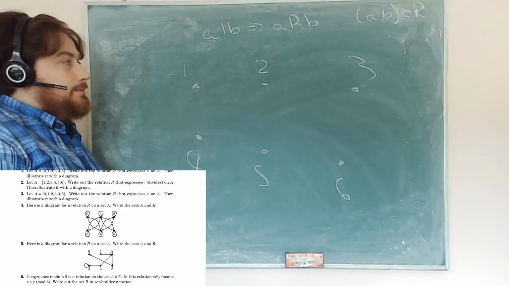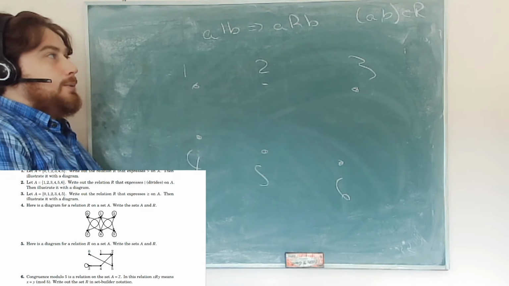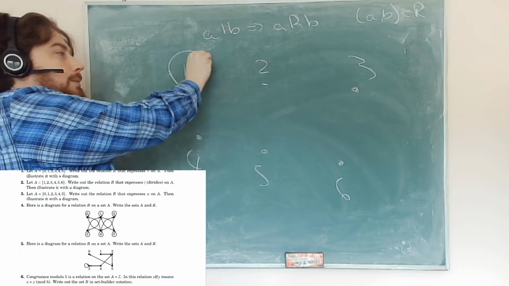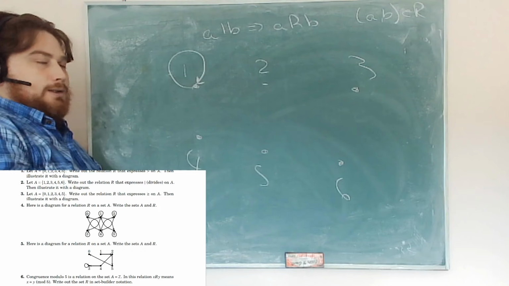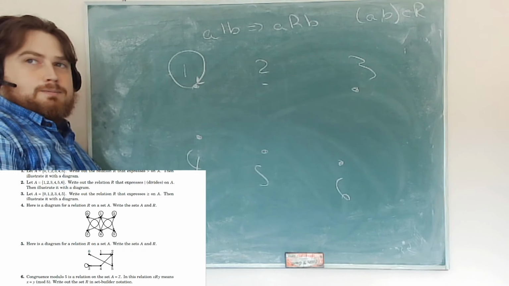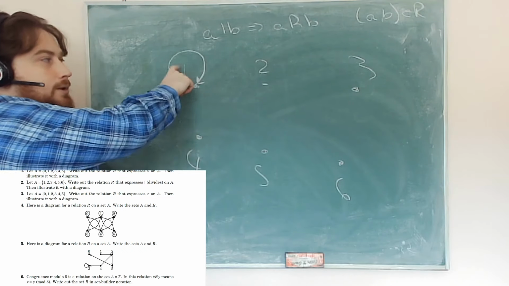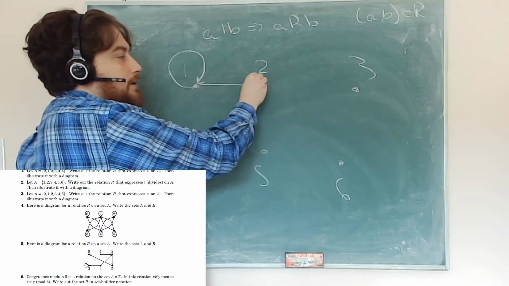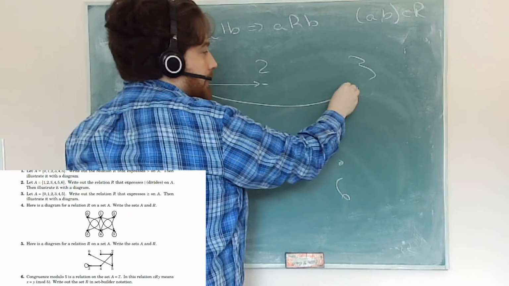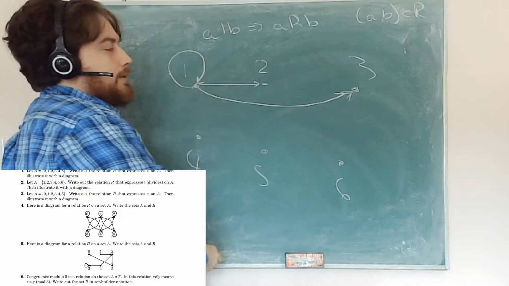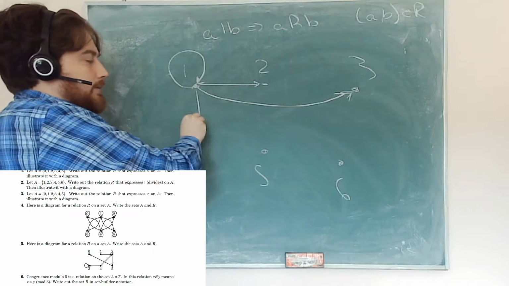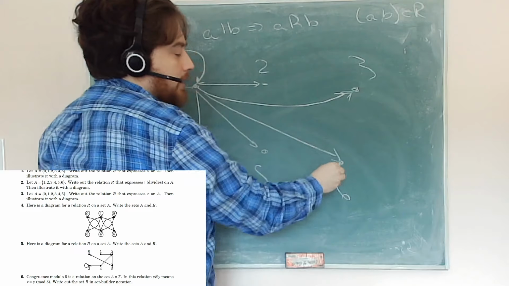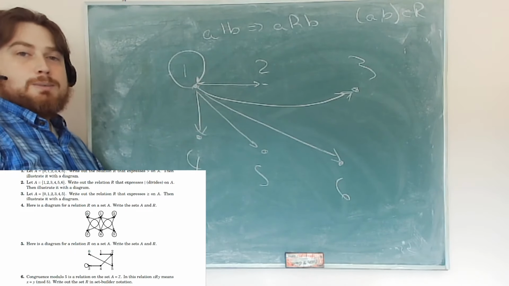So for example, we'll start with 1. 1 divides 1. Therefore, there should be an arrow from 1 to 1. So I'm actually just going to draw in a loop here and say I started at 1 and ended at 1, because 1 divides 1, so 1 R 1. In the same way, 1 divides 2, 1 divides 3, so I'm drawing an arrow from 1 to 2, 1 to 3, 1 to 4, 1 to 5, and 1 to 6, because 1 divides all of these numbers.